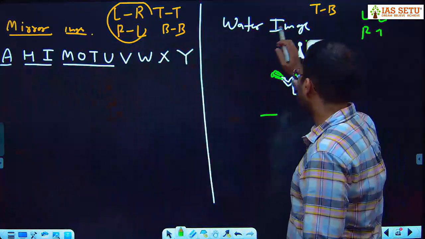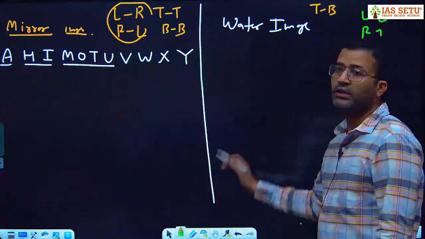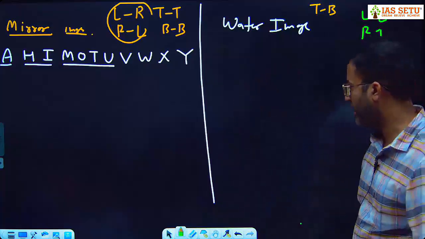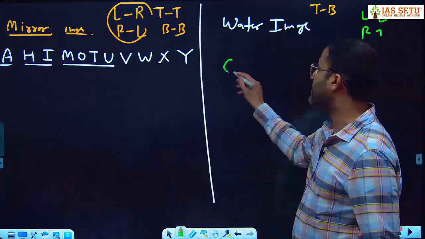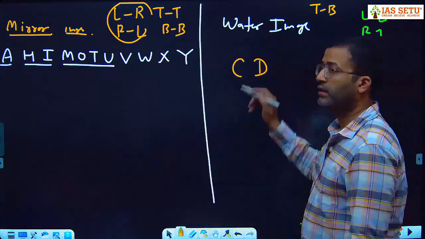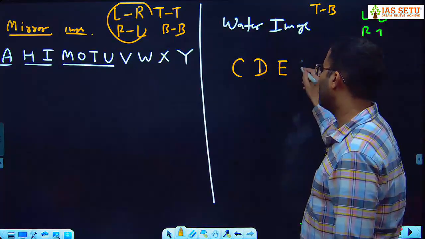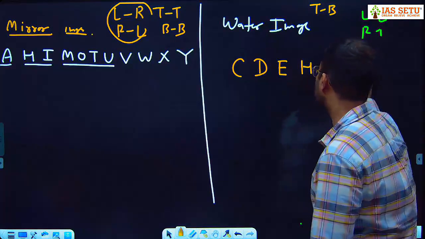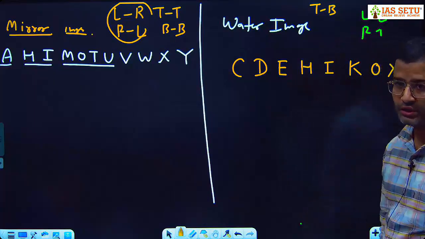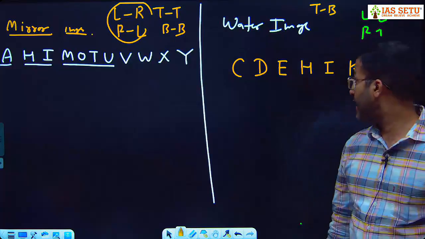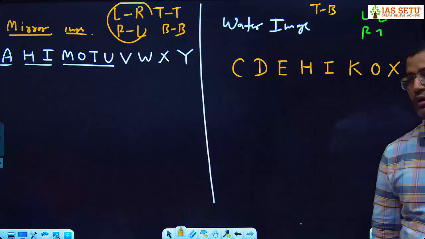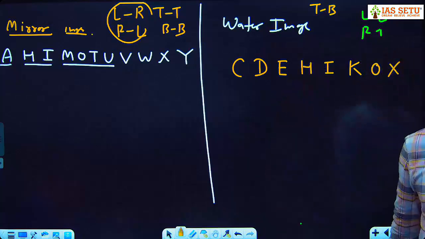Now here I give the list of capital letters which appear exactly the same in water image. You write C, D, E, H, I, K, O, X. C, D, E, H, I, K, O, X. These have the same water image.